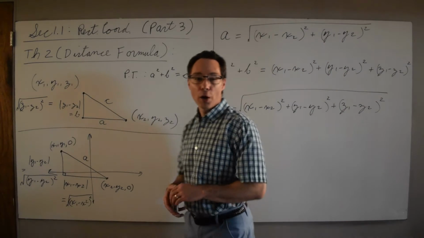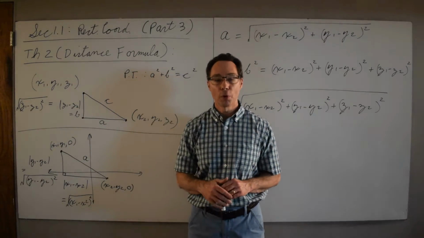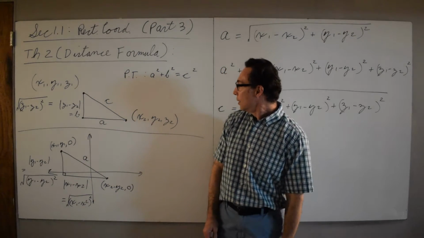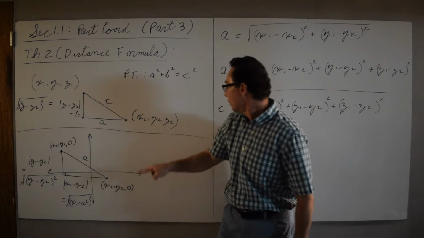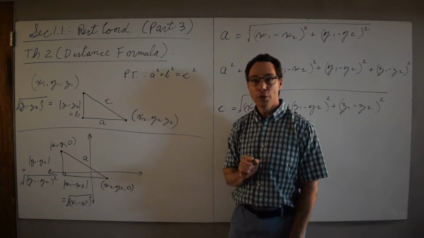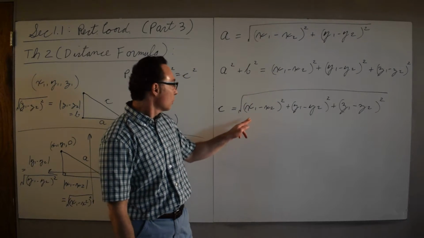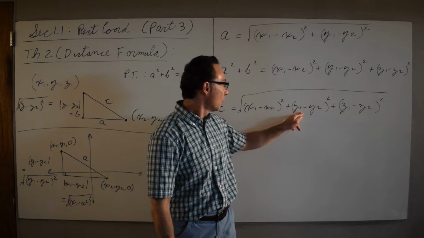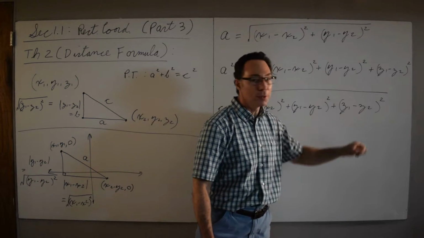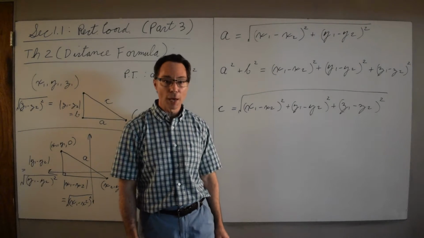This is the third video on section 1.1, and we're going to talk about the distance formula. The distance between two points, x1, y1, z1 and x2, y2, z2 in 3-space is, the conclusion of the theorem, the square root of (x1 minus x2) squared plus (y1 minus y2) squared plus (z1 minus z2) squared. And this distance formula is based on the Pythagorean theorem.